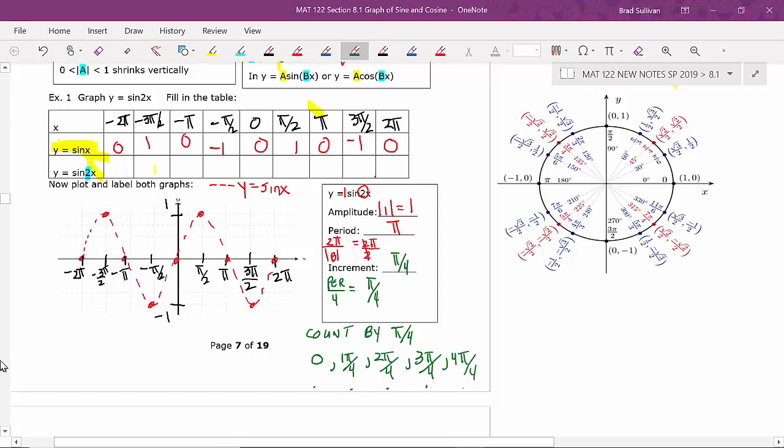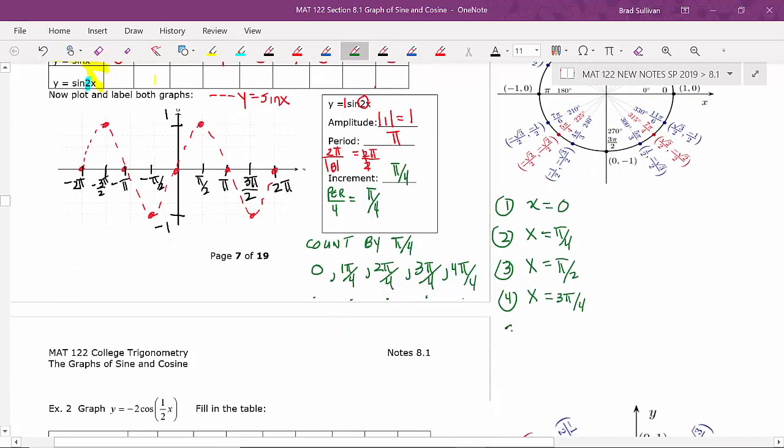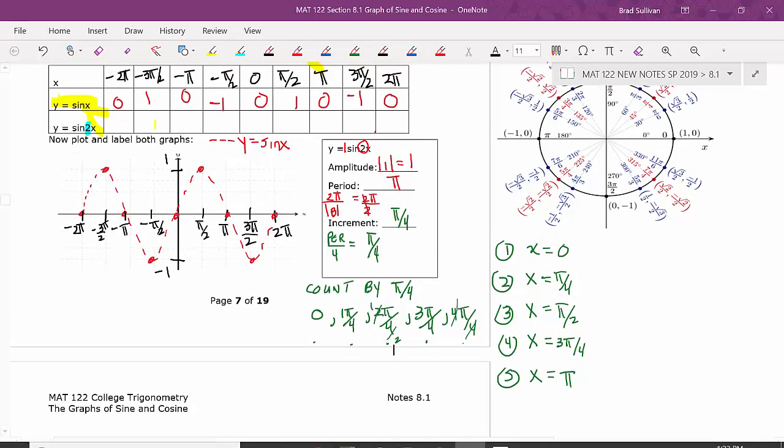And over at the side, we're going to do some number crunching. So we're going to do 5 key points. We're going to start with x equals 0. Then we're going to go to x equals pi over 4. Then x equals pi over 2. And again, I'm reducing these fractions, see? And then x equals 3 pi over 4. And then finally, x equals pi. And that gives you 5 key points through this cycle. Again, I reduced a couple of fractions down like that. Okay? Now we're going to number crunch.